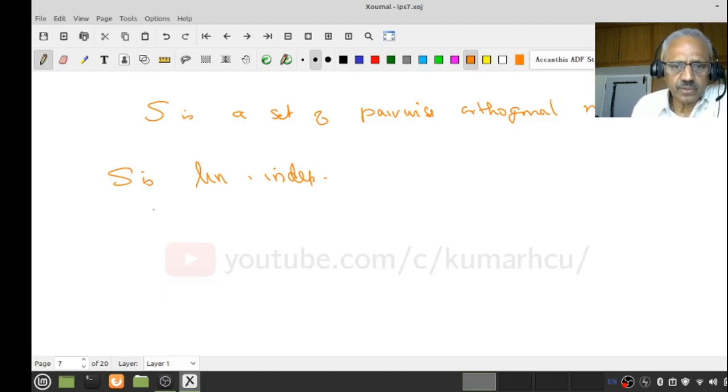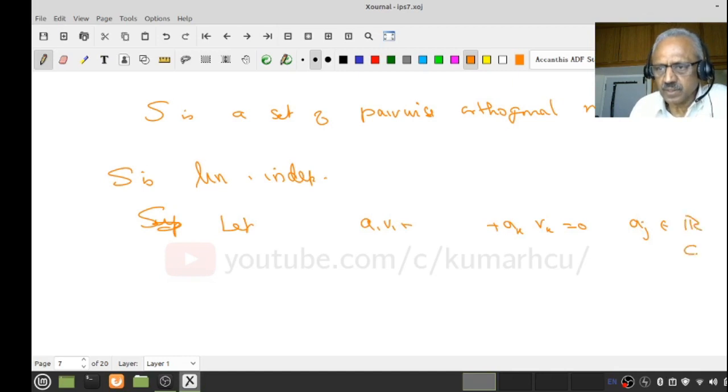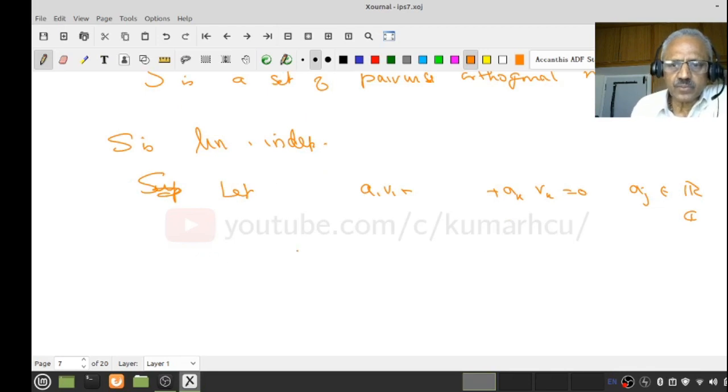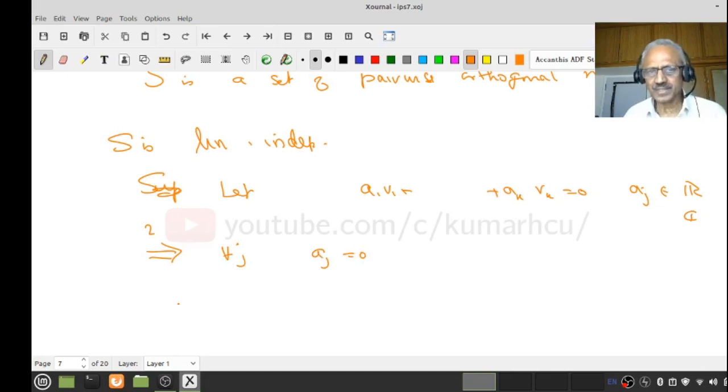So, suppose a1 V1 plus ... plus ak Vk equals 0, where the aj's are either in R or C. Then what do I want to prove? We want to prove that for each j, aj is 0. This is what we want to prove. Now, we have to use the inner product. That is, take the left hand side, a1 V1 plus a2 V2 plus ... plus ak Vk, and take the inner product of this vector with some vector so that I should get essentially only aj. The rest of them should be killed. So I am looking for some vector V such that the summation of aj Vj inner product V should be some scalar times only aj.